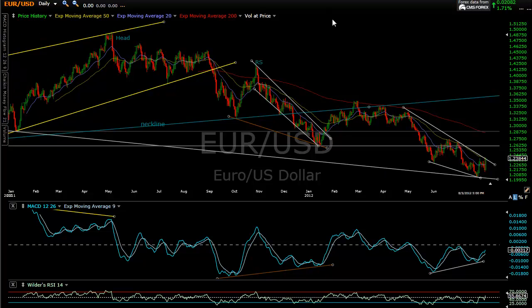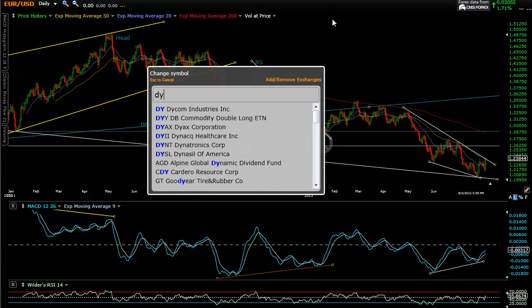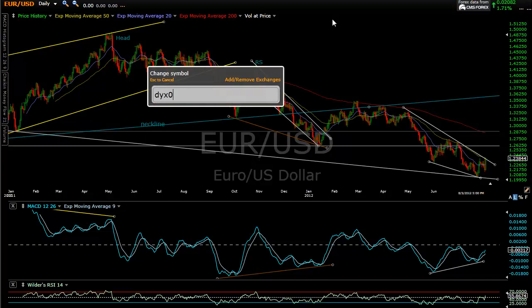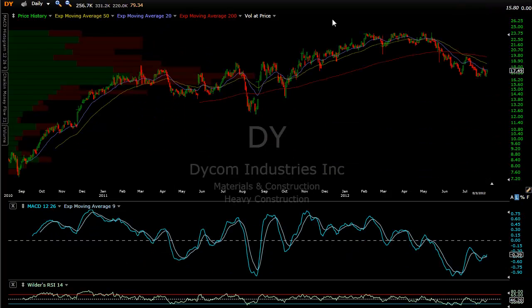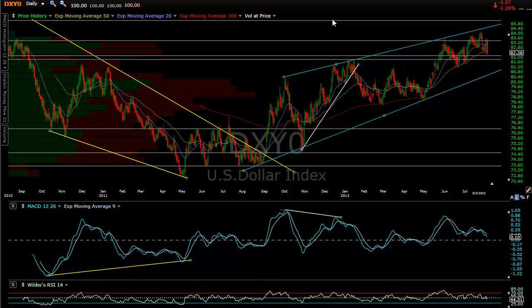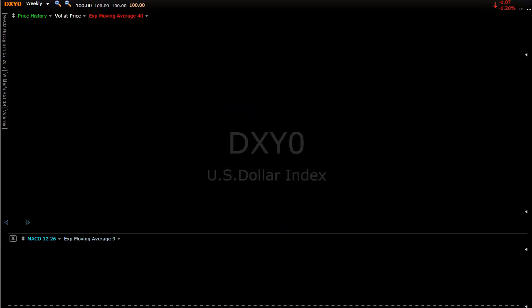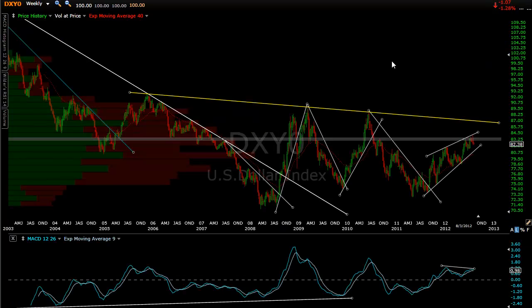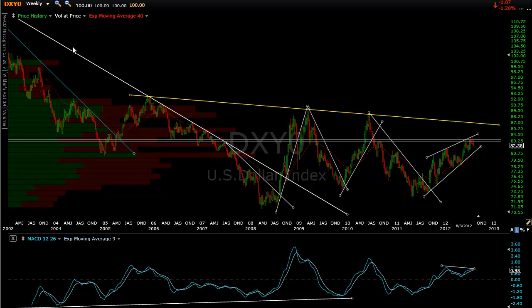Final chart, and give you my word on this. I know this one's running over. Let's take a look at the US dollar. Very similar chart. Let's look at my weekly chart. This is a downtrend line that I've been looking at for a long time. This line goes back even further.